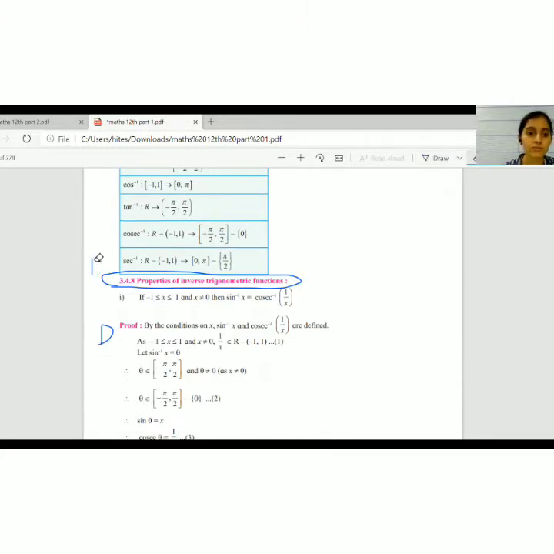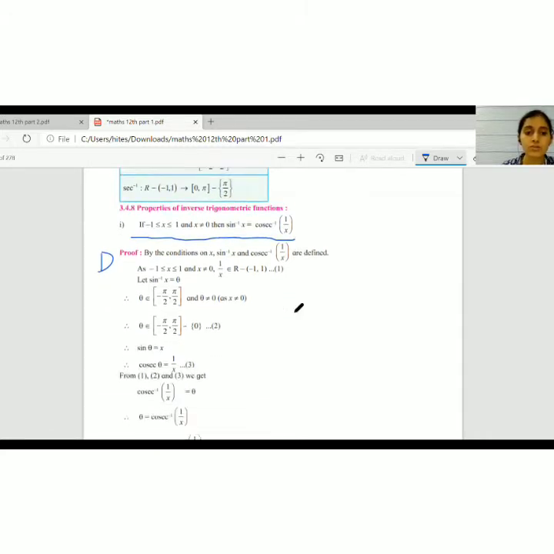So let me remove this. Yeah, the proof is deleted. Okay, so that means, let's say this is your first property: minus 1 less than or equal to x less than or equal to 1, and x not equal to 0, then sine inverse x is equal to cosec inverse 1 by x. I have to know the property. I don't have to know the proof of it.